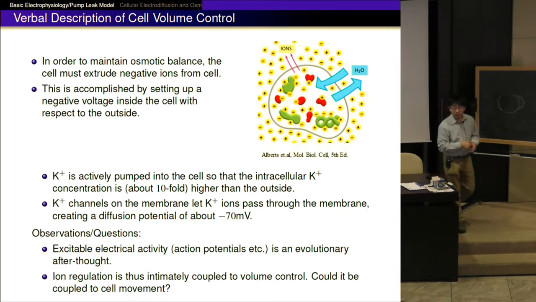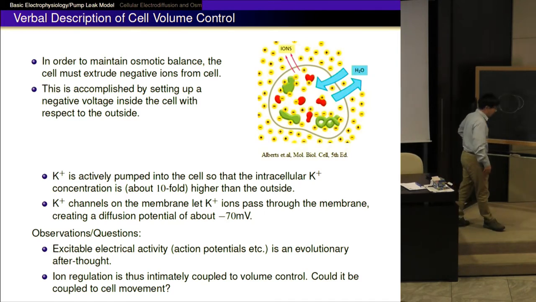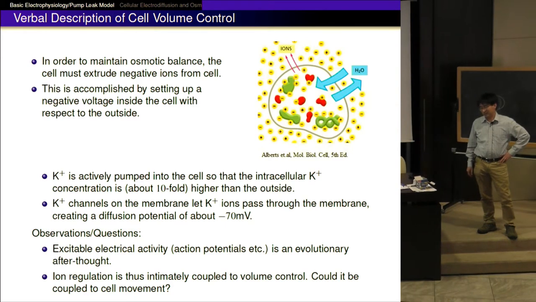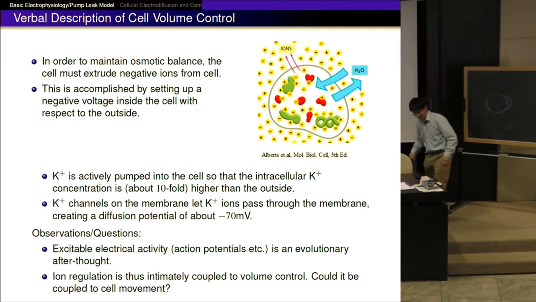Oh, yes? Before you move on, maybe, what exactly do you mean by cell volume control? Are you saying that there is a fixed volume that the cell always... Yeah, that's right. That's a good question. Yes, something like that.